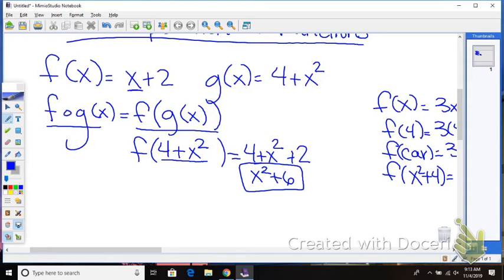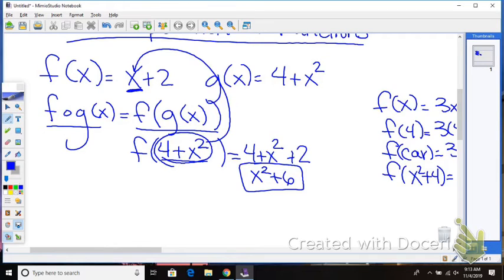So I rewrote that here. Now this is going into the x in the f function. The x is here, underlined. So I'm going to take this whole thing and replace it into that x. And I have 4 plus x squared, and then I've got this plus 2. Then I just combine like terms.